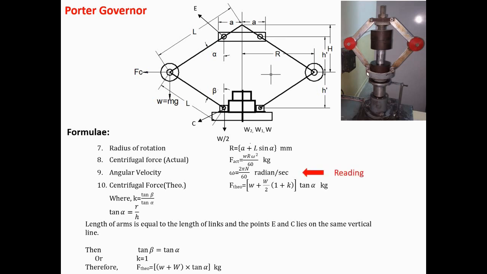Here, just as I told you, angular velocity omega can be calculated from the synchronous value n, which is obtained from the experimentation by observing the control panel of the Variac.